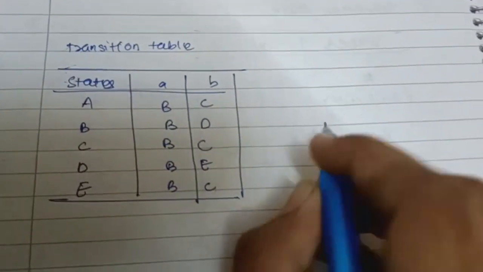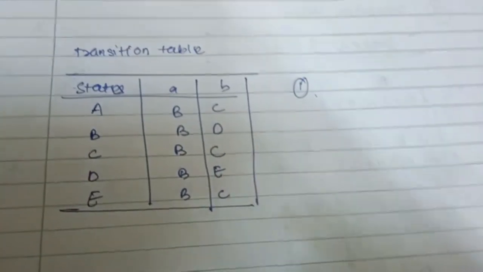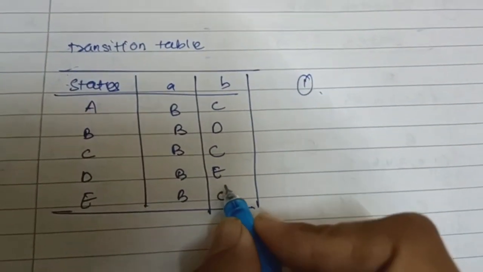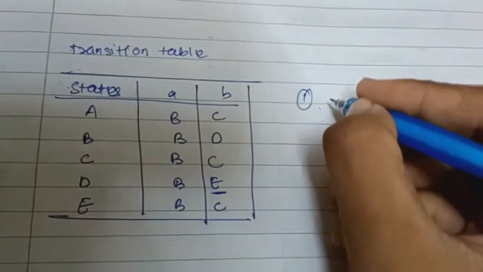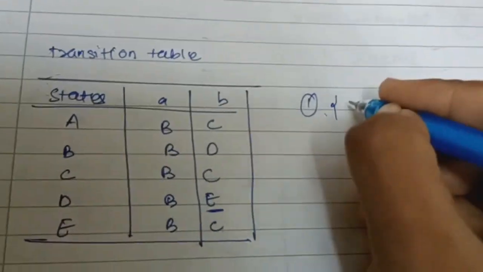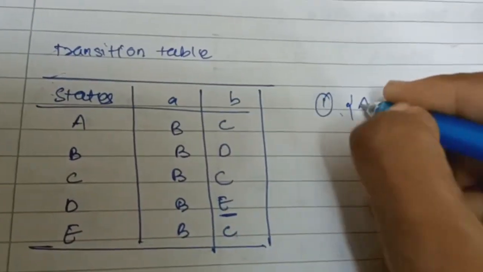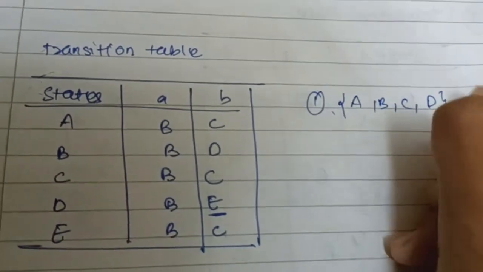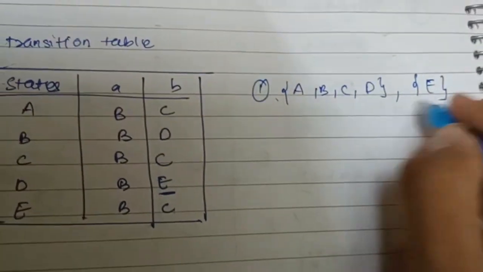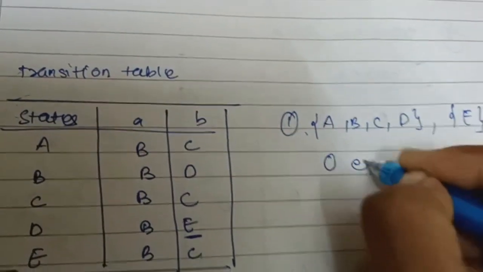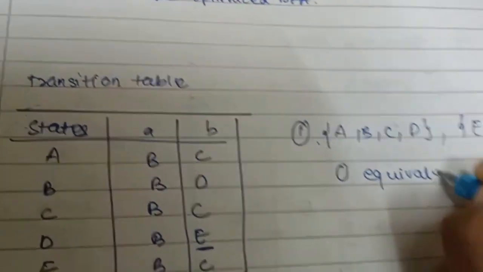For DFA optimization, our first step is to separate the accepting states and non-accepting states. Our accepting state was E, right? So we separate the accepting states and non-accepting states. The non-accepting states are A, B, C and D, and the accepting state is E. So this will be my zero equivalence.